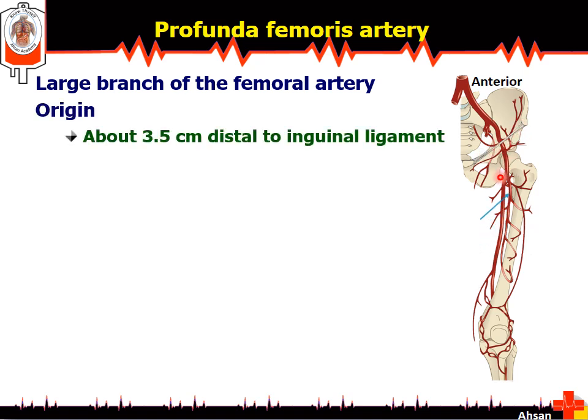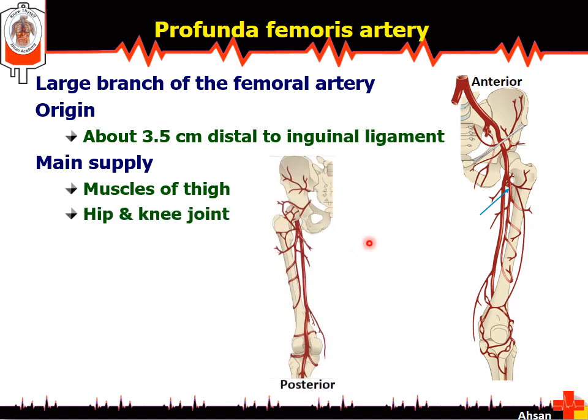The profunda femoris artery is the largest branch of the femoral artery. It arises about 1.5 inches below the inguinal ligament and passes downward. It is the main supply to the thigh, and the muscles of the thigh are supplied by this. This also includes the supply of the two joints at the ends of the thigh, the knee joint and hip joint.